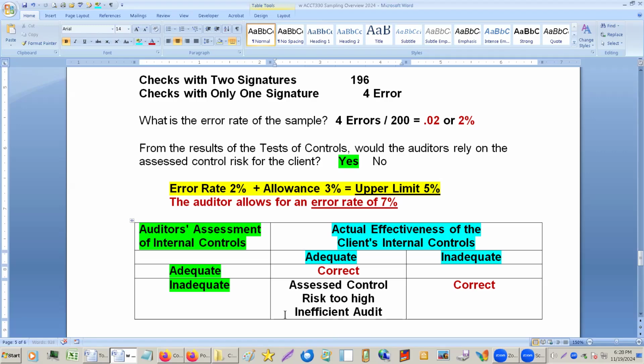It's an inefficient audit because we're going to take more than we actually needed to. Not because we're stupid or anything like that, but because our sample said you can't rely on these when you actually can.